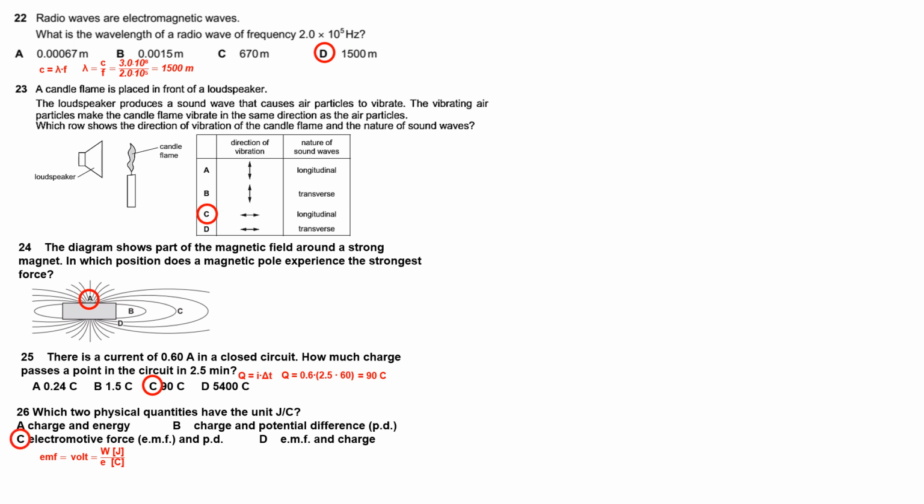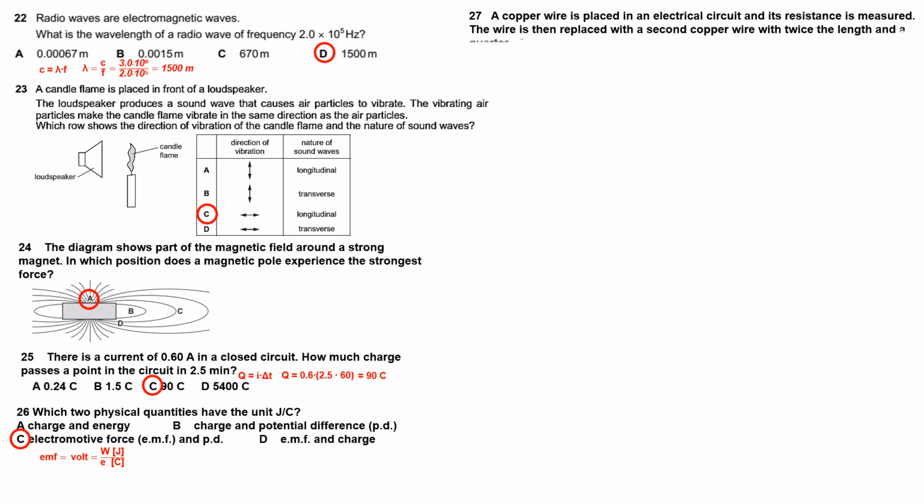Question 27. A copper wire is placed in an electrical circuit and its resistance is measured. The wire is then replaced with a second copper wire with twice the length and a quarter of the diameter. What is the ratio of the resistance for the two wires?